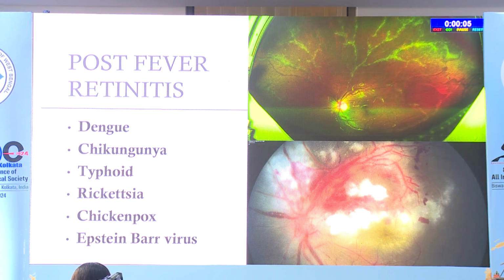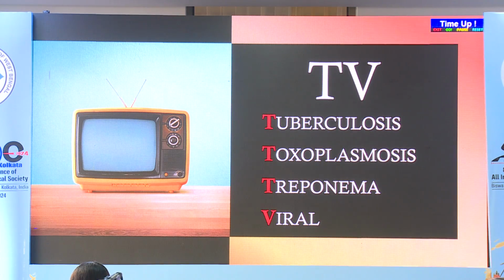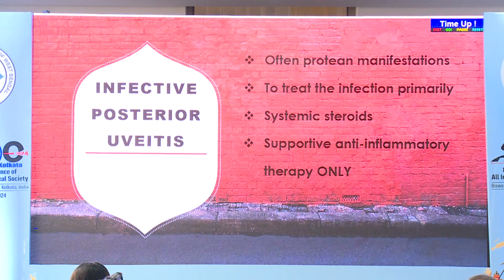Last is the post-fever retinitis, which you see in the Indian subcontinent quite commonly. Could be dengue, chikungunya, typhoid, rickettsia, and Epstein-Barr virus. So we complete the TB, and the TB is showing that the often protean manifestation.